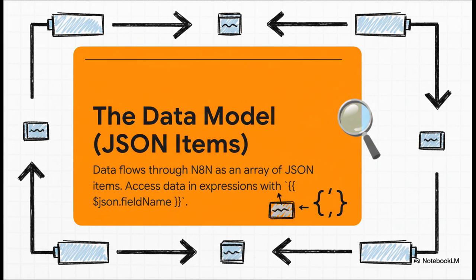Okay, now lean in for this one, because this is probably the most important technical concept to grasp. Data doesn't just flow randomly between nodes. It moves in a very specific structure, as an array of JSON items. Every single node gets this array as input and passes a new one as output. Once you get that, you can use these simple expressions, like you see here, to pluck out any piece of data from any previous step. This is the secret to making all the nodes talk to each other.